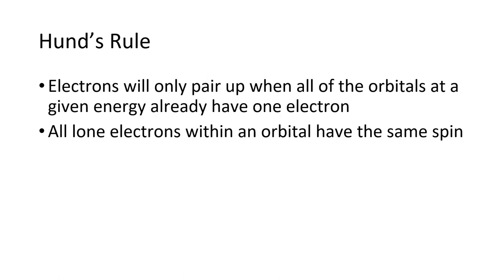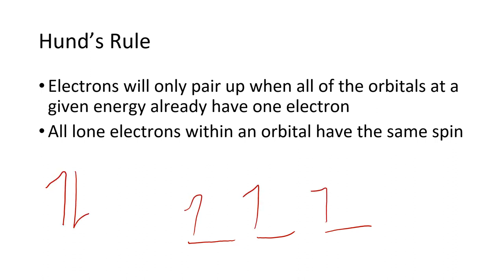So this is Hund's rule. Electrons will only pair up when all of the orbitals at a given energy already have one electron, and then all lone electrons in an orbital will have the same spin. So what does that mean? Well, when we're looking at the energy level diagrams we're going to draw, when I say they have the same spin, this is what I mean. So let's say we have three lone electrons, or three lone boarders. They all need to have the same spin. It can either be up or down, but if you have lone electrons by themselves like this, they're going to all be pointing in the same direction.